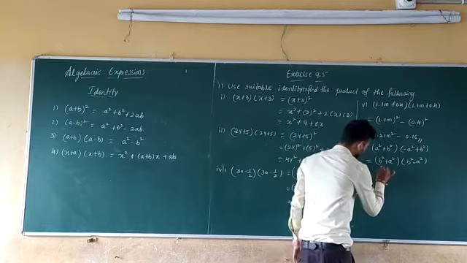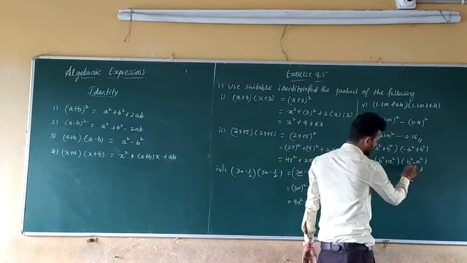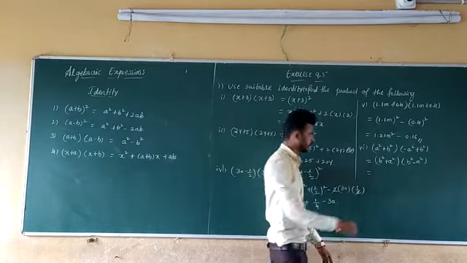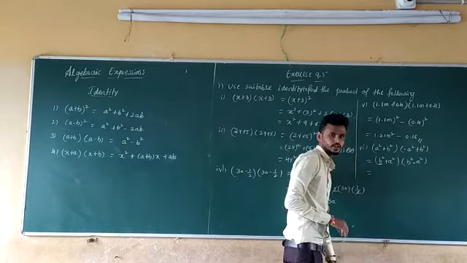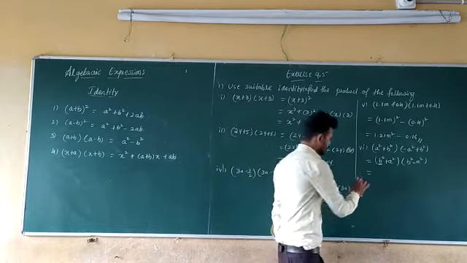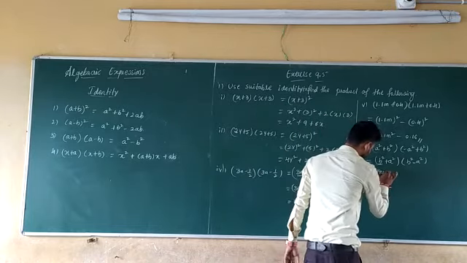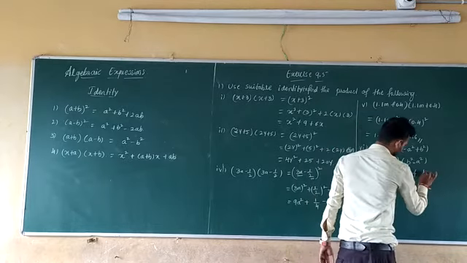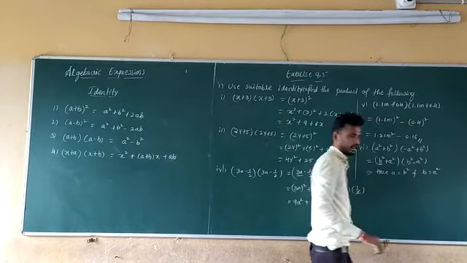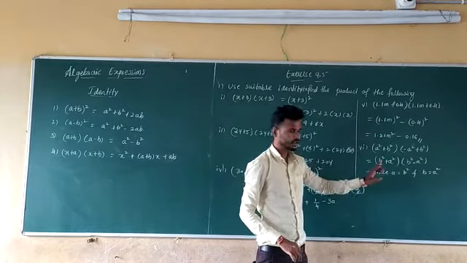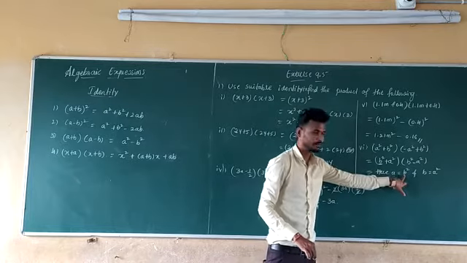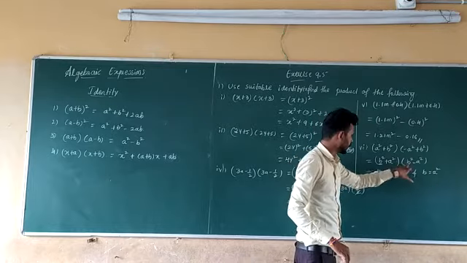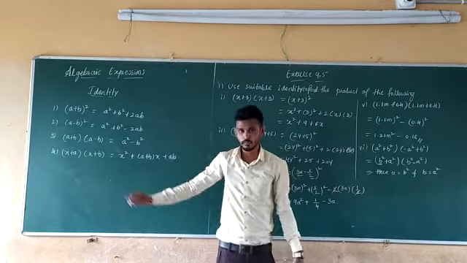So now it is of the form a plus b into a minus b. Third identity, a plus b into a minus b. Here a is equal to b square and b is a square. If you get confused, just write that: in the place of a, b square; in the place of b, a square. So now a plus b into a minus b, what is the identity? a square minus b square.